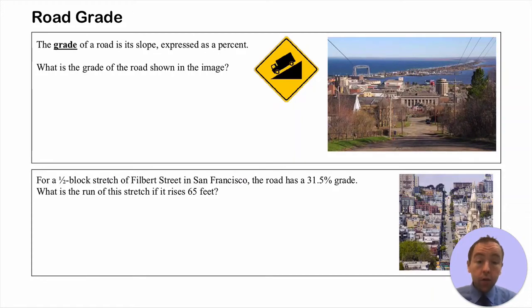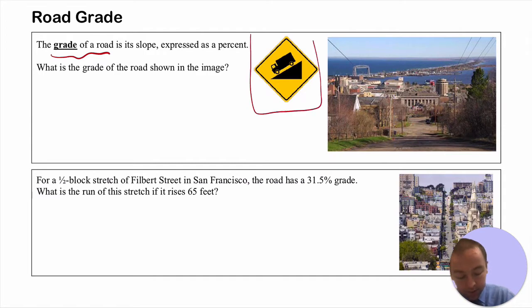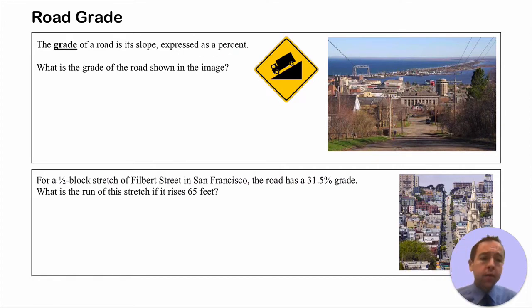One neat application of slope is that of the grade of a road, which you'll oftentimes encounter if you're driving through hilly or mountainous areas when you see road signs that say something like 8% grade. So what exactly does that mean? Well, the grade of a road is its slope, but it's just expressed as a percentage. So let's take a look at how that plays out in calculating that.